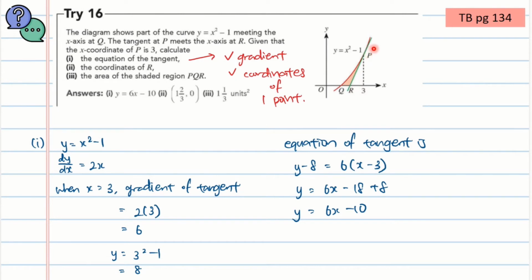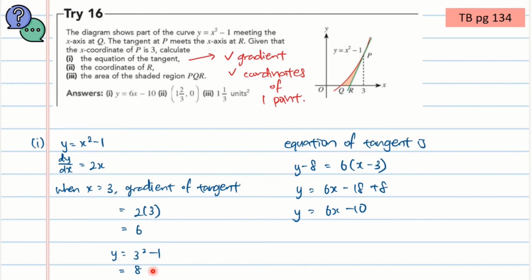Okay, in this case, I do not have the complete coordinates of point P, neither do I have the coordinates for point R. So an alternative that we can do is that since this green line is a tangent, we have learned how to find the gradients of the tangent by doing differentiation. So y equals x squared minus 1 is the equation of the curve, and by doing our differentiation, we will have 2x. So since we know the x coordinate of P, when x is equal to 3, we can substitute it into our dy over dx and figure out the gradient of the tangent to be 6.